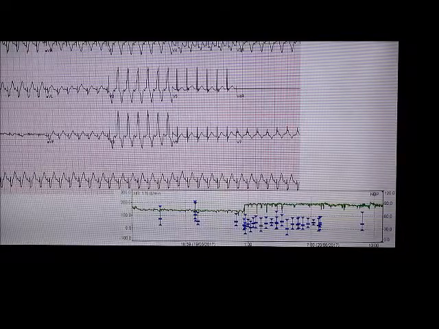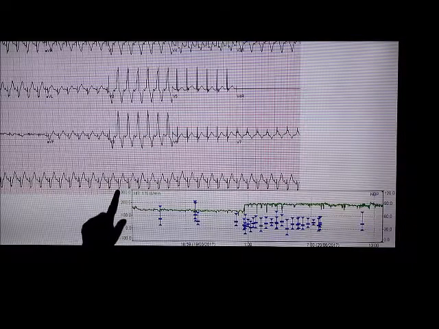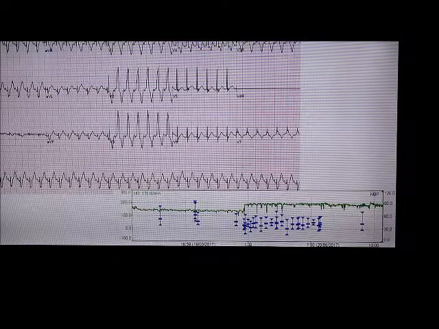I think it's a short RP. I can't see the P well, honestly. Short RP, so this is RR. If you put a line here, the P waves come here. Yes, long RP. Long RP. Okay, long RP, then you look at the P wave morphology. If the P wave morphology is similar to sinus, this is sinus. If the P wave morphology is different, then this is atrial tachycardia, and then you need to differentiate which type of atrial tachycardia.